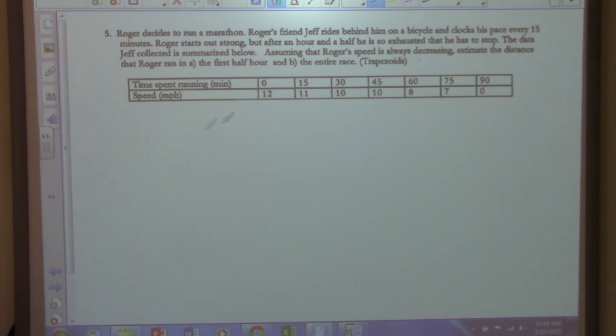So what we have is that the estimate of distance is going to be the integral of speed dt, I'll call it. And for trapezoids, this is a different type of thing that I'm just introducing to you at this point.